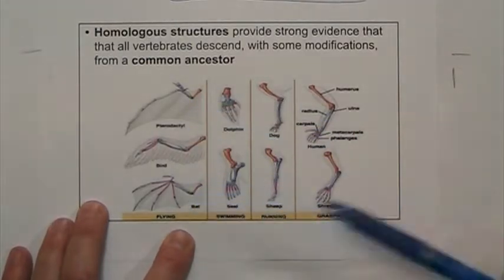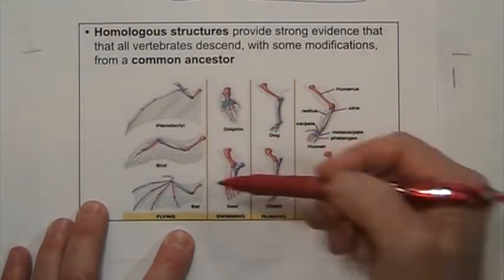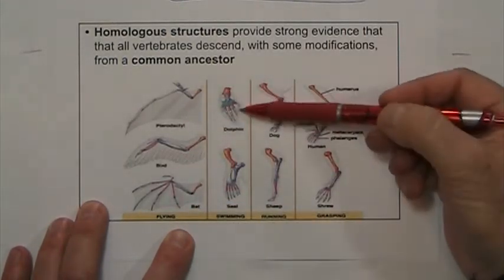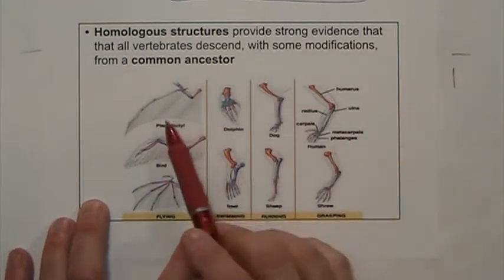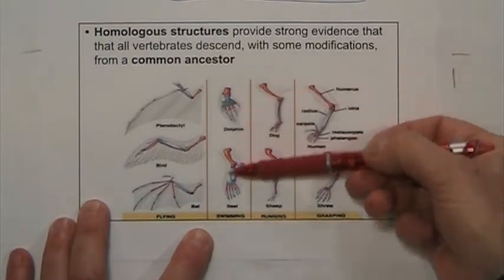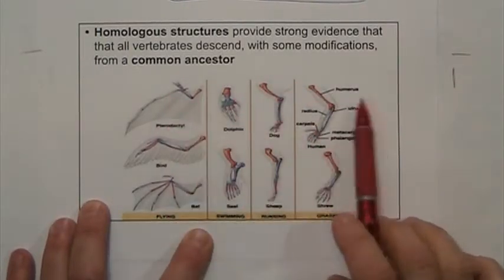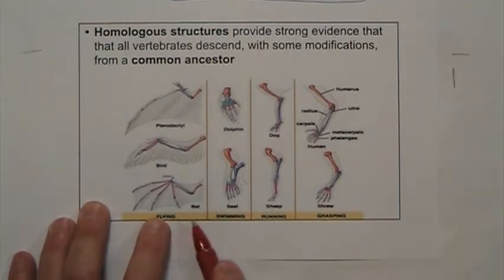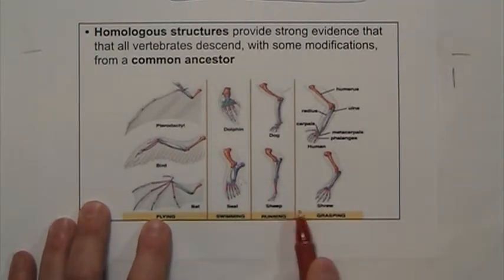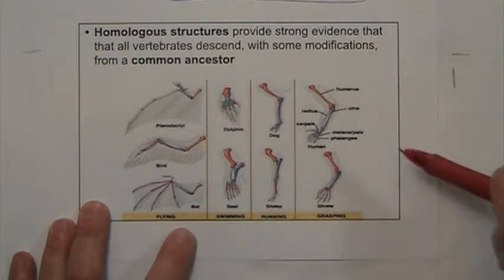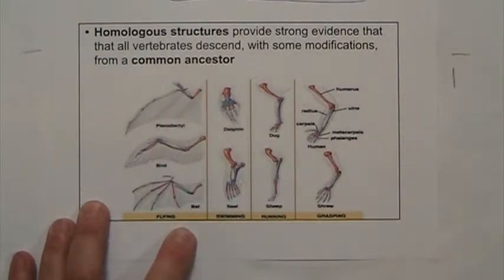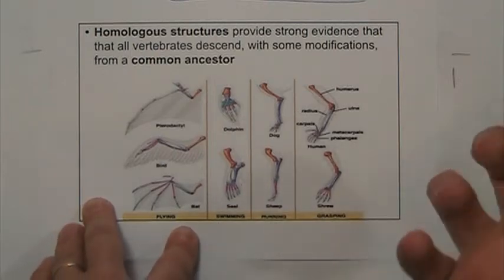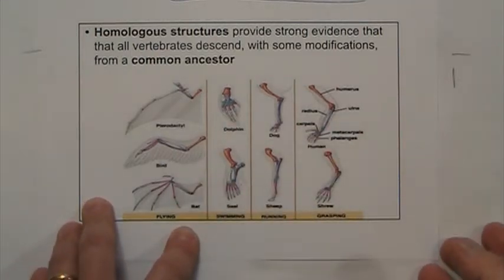You can see again the same colors represent the same bones. We have exactly the same bones. A dolphin and a seal. Again, you can compare these bones vertically or across. We all have the same bones. Flying, swimming, running, or grasping. The only difference is how long or how short, how fat or skinny each one of these bones is.